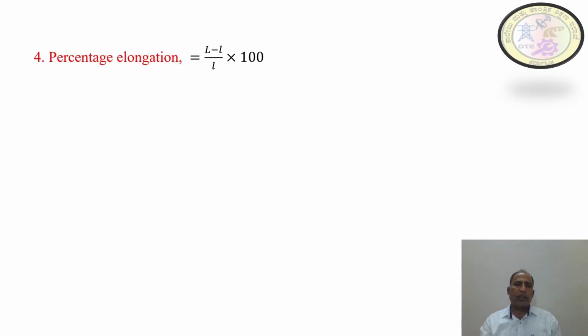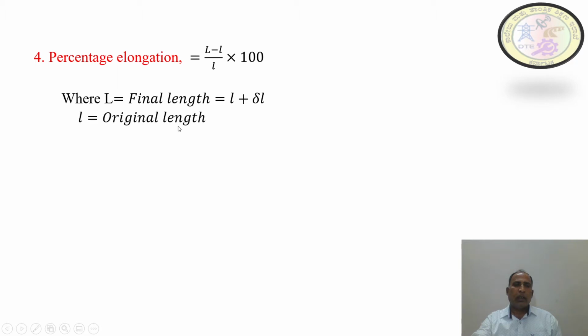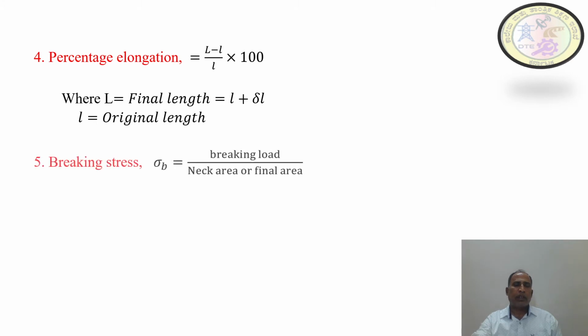Then percentage elongation is the ratio of total extension by the original length, that is L minus l by small l into 100, where capital L is the final length, that is l plus delta L, and small l is the original length. Breaking stress is the ratio of load at breaking point to the neck area or the final area.